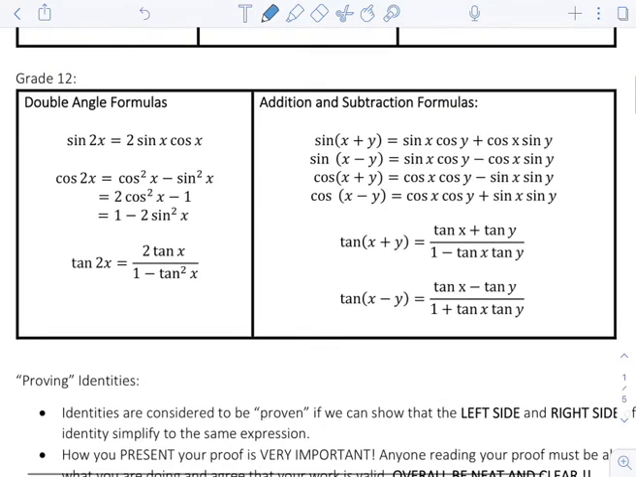In grade 12, so recently, we've learned about these identities here, or at least formulas here. We know the double angle formulas on the left side. We know cos had 3 different double angle formulas, depending on what we want. It's going to be useful here. And we had our addition and subtraction formulas on the right side.